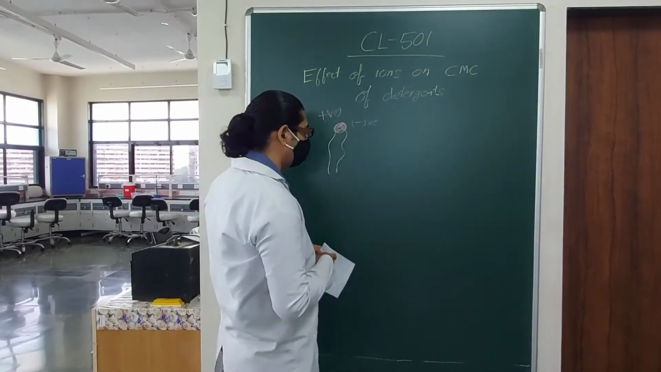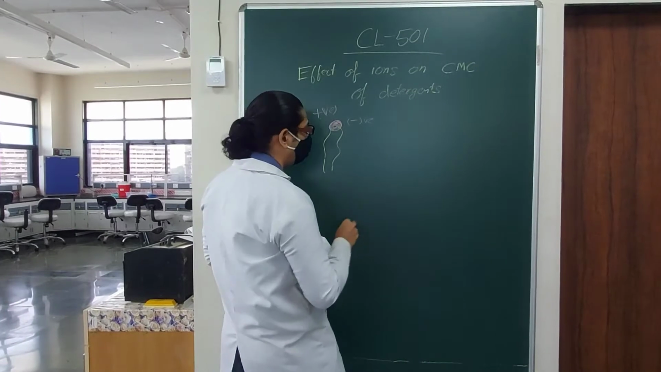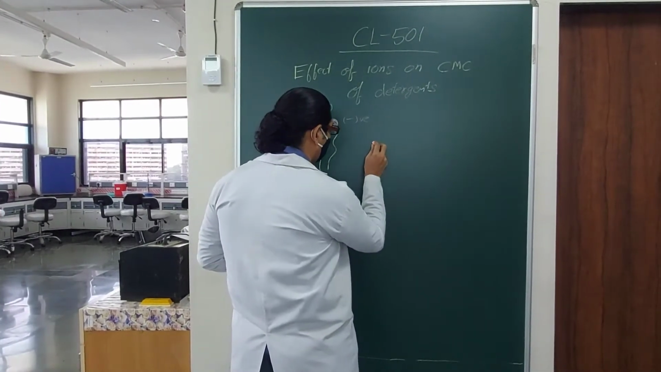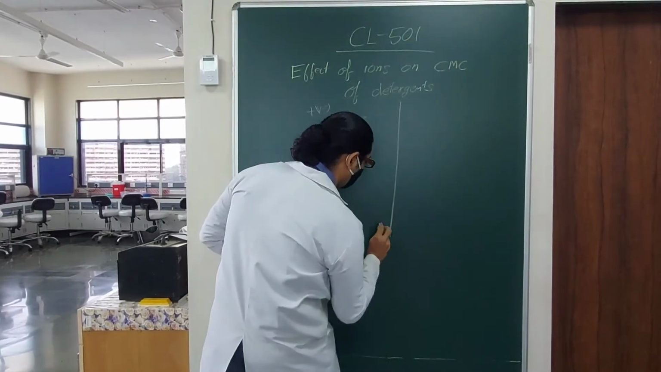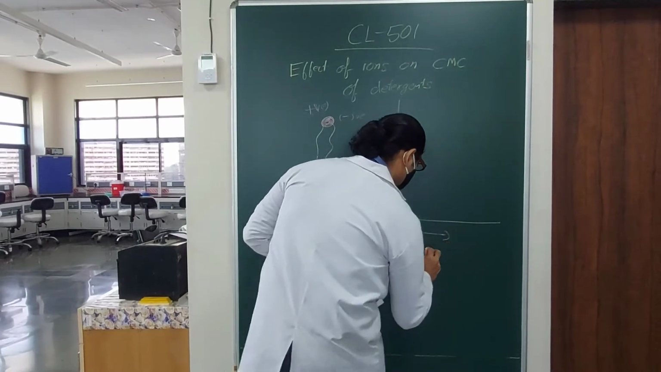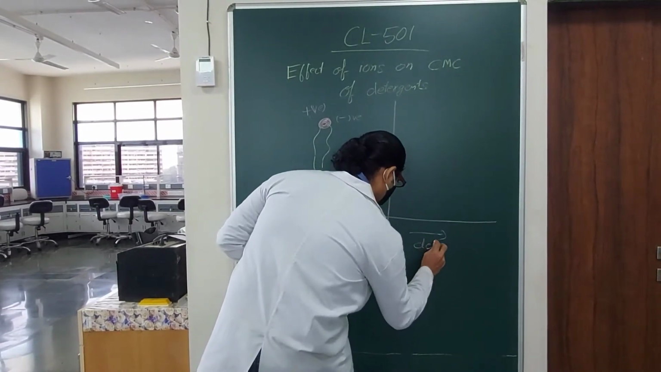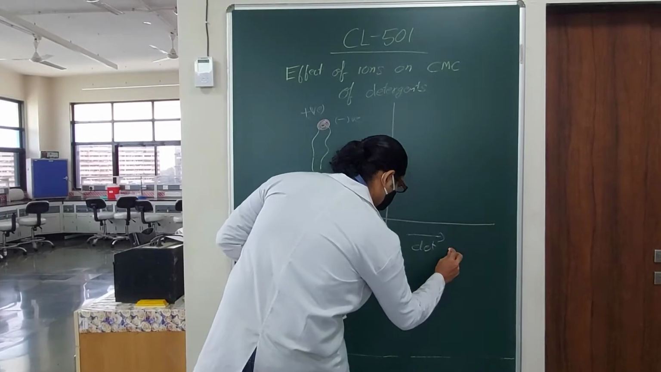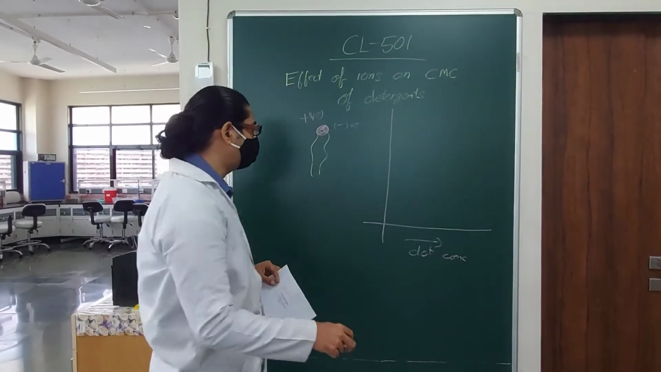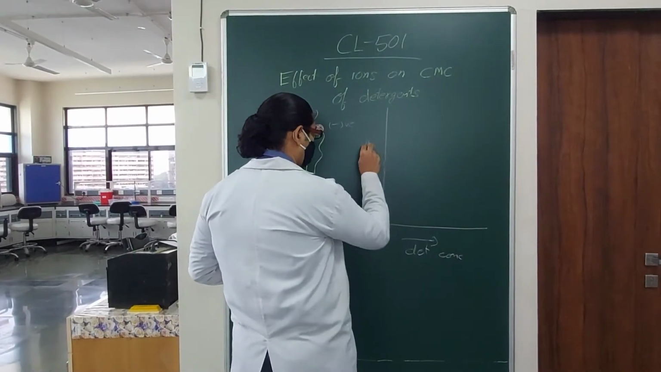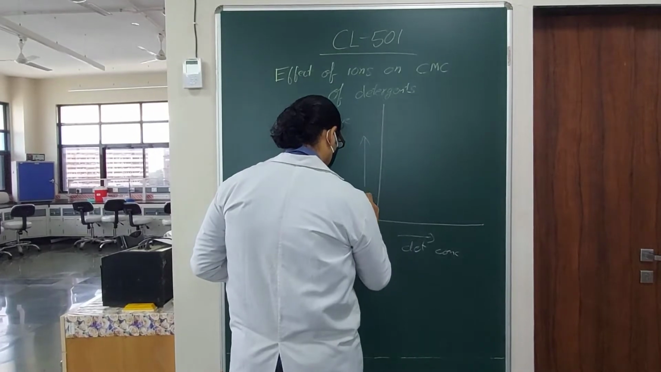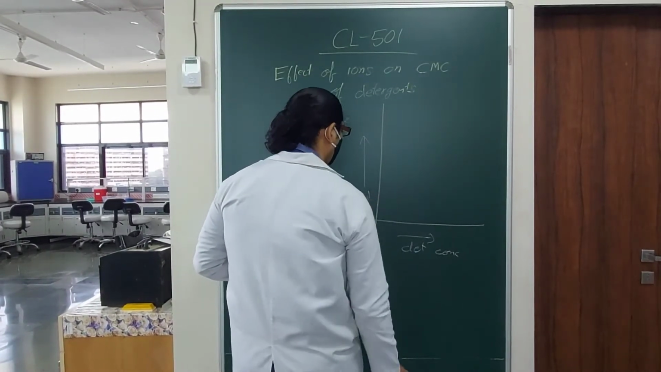Okay, now we are going to measure the CMC using conductivity method, conductometer. Now, how we are going to do it? Let's draw a small graph for it. Have the detergent concentration on the x-axis, and the conductivity on the y-axis. Conductance or conductivity, whatever you would like to call.